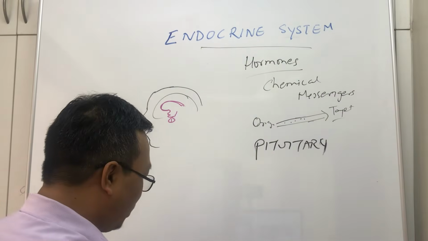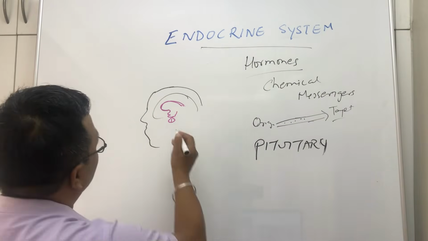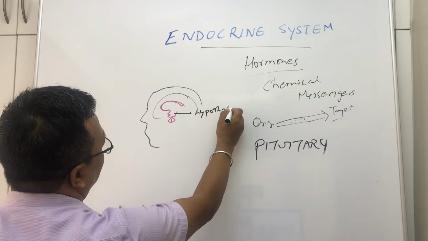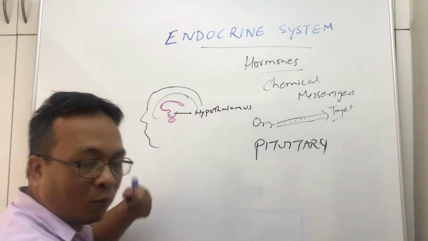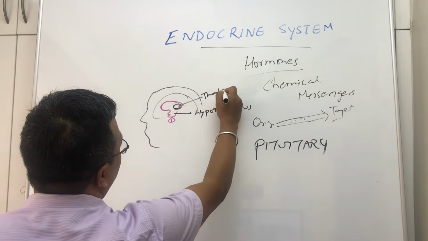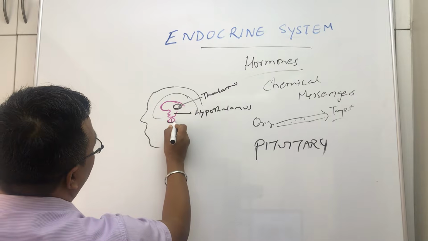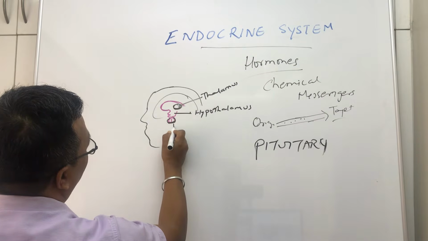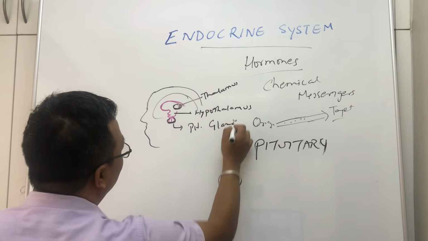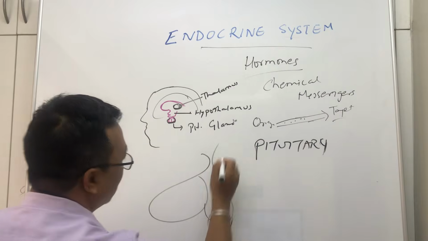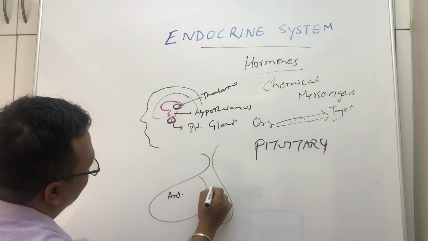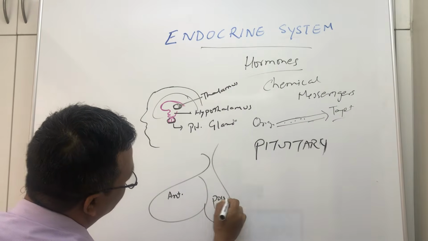So here, this part is the hypothalamus, and over the hypothalamus is the thalamus. This part rests on the sella turcica, and this is called the pituitary gland. If we zoom in, it looks like this, because it has two halves. One side is anterior, the anterior pituitary gland, and the back side is the posterior pituitary gland.